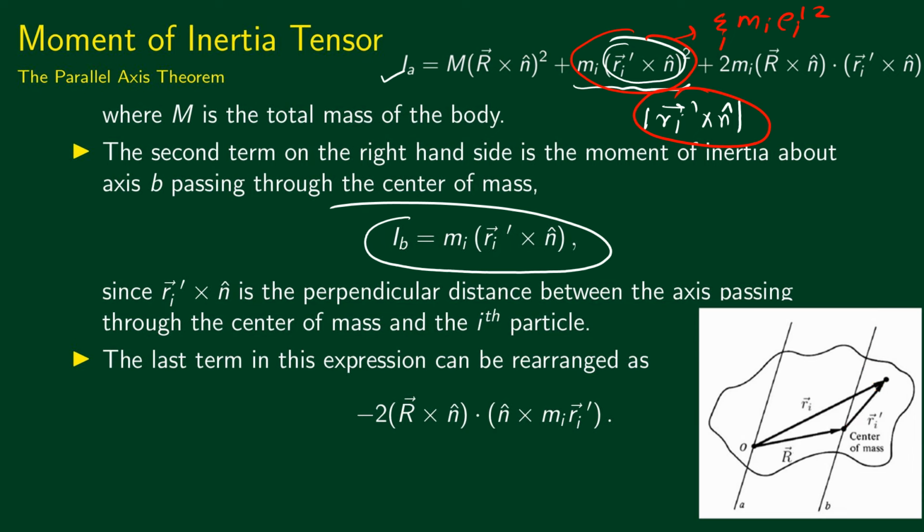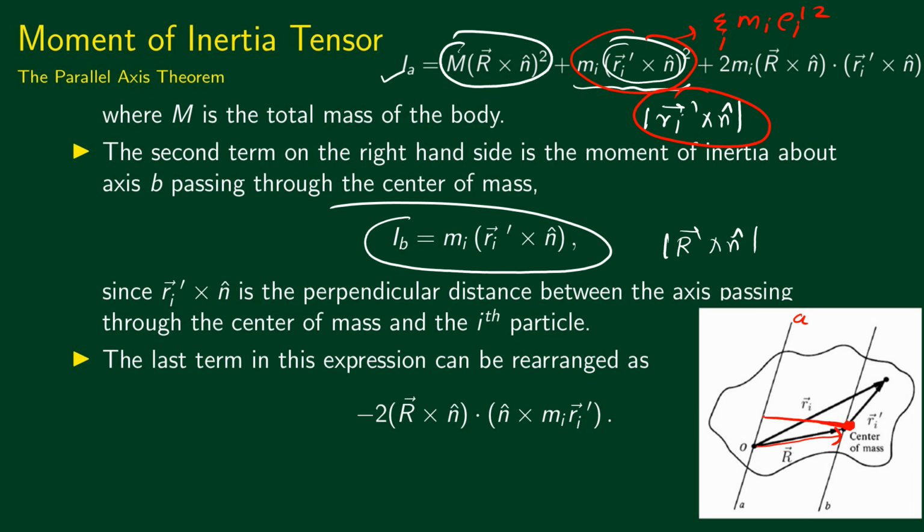We can also look at the first term here. This is M multiplied by (capital R vector cross n hat) whole square. Again, modulus of R vector cross n hat, what is this? If you look at this, this is capital R vector, and modulus of R vector cross n hat, just as before, is this perpendicular distance. It's the perpendicular distance between axis A and the center of mass.